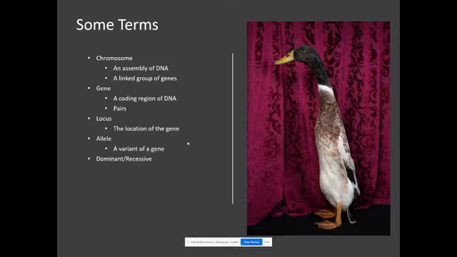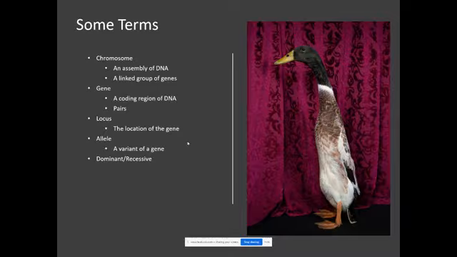The other one is a bit more of a scientific term that we don't tend to see much in the hobby form of genetics, and that's locus. A locus is really the location of the gene on the chromosome. So if I was at work talking, we would talk about the brown locus as the location where the gene that codes for brown is.